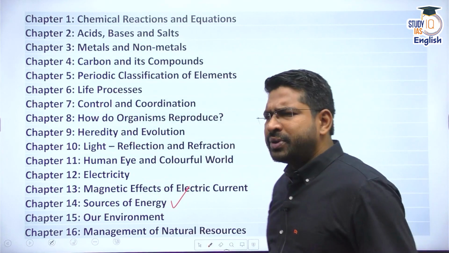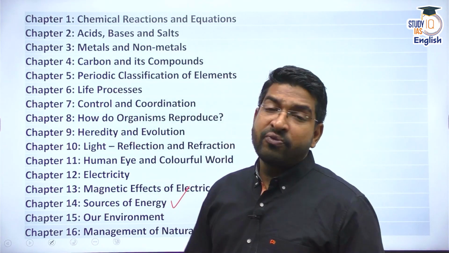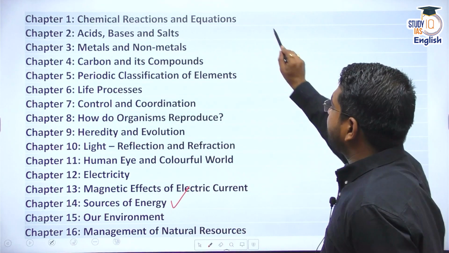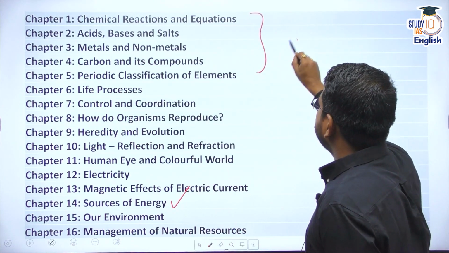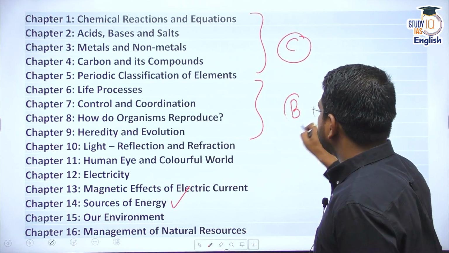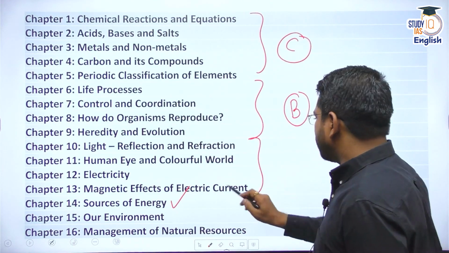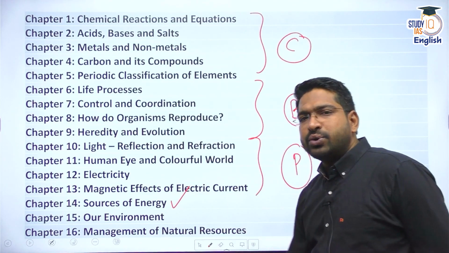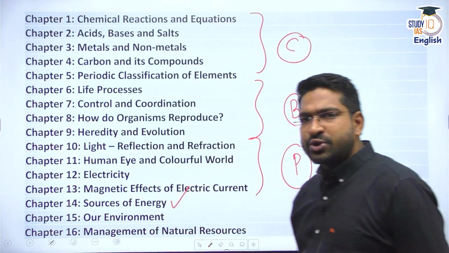I would say this would be a relatively easier discussion because now we have entered into the domain of environmental topics. Before this, from chapter 1 to chapter 5, we have discussed topics connected to chemistry. From 6 to 9, we have discussed topics connected to biology. And from 10 to 13, we have discussed topics which are connected to physics. Today, we are going to discuss chapter 14, sources of energy.